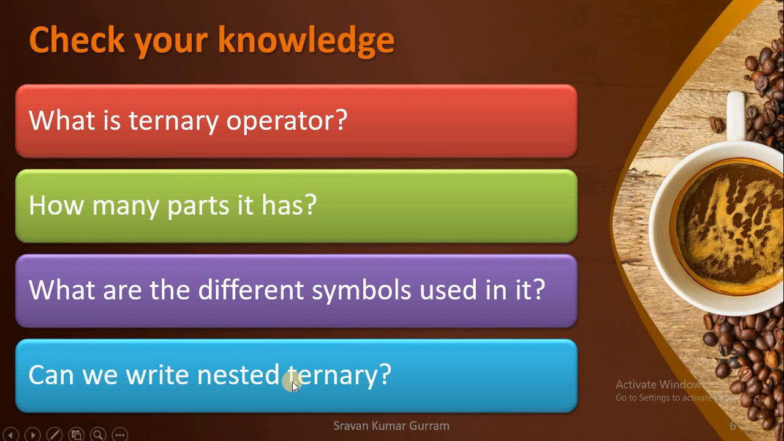Coming to the fourth point, we can create nested ternary operators also. The meaning of this is, for example, in the expression 2 place, you can write one more ternary operator. In the expression 3 place, you can also write one more ternary operator. Those nested ternary operators will be evaluated first. Then finally, the outer ternary operator will be evaluated.